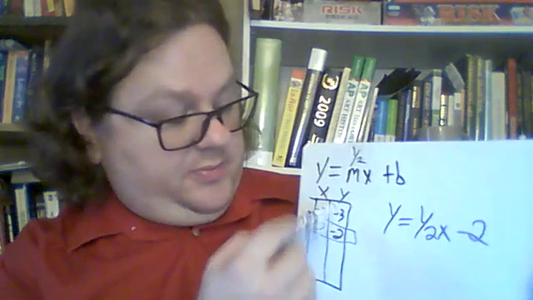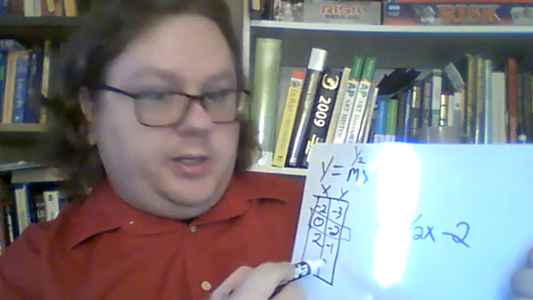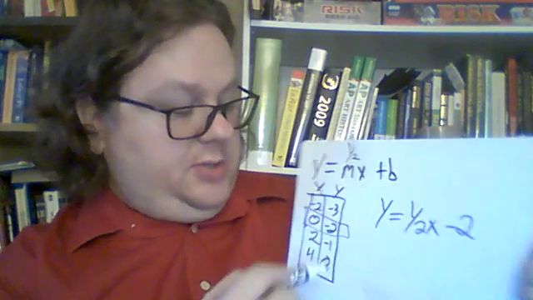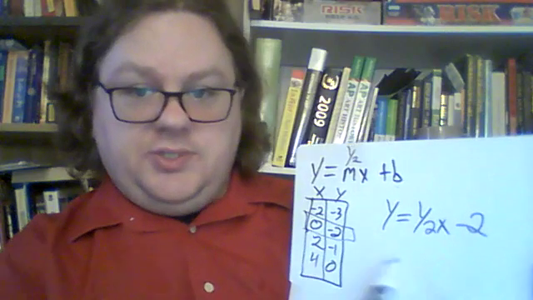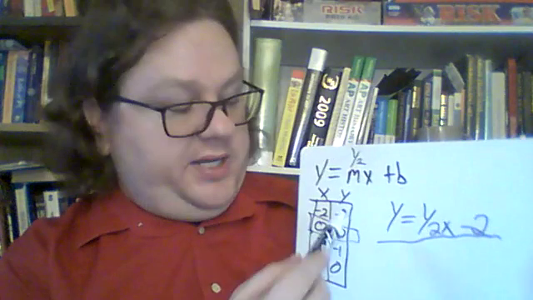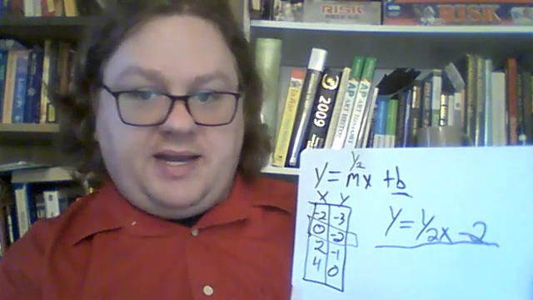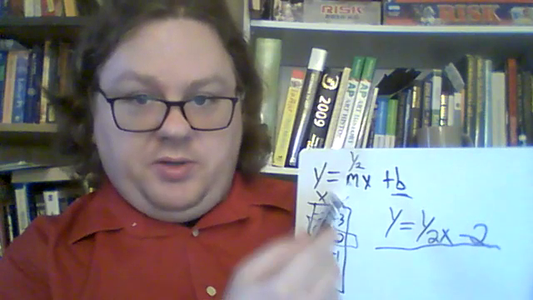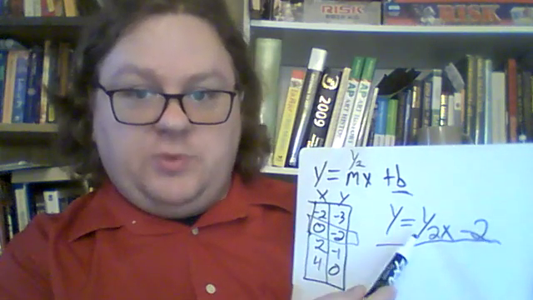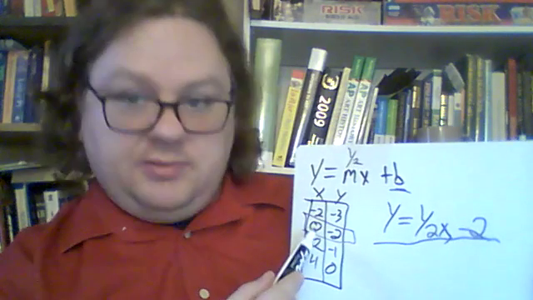Here, I'll complete it. 2, -1, 4, 0. This table produces this equation by working out the slope first and then the y-intercept second. We worked out the slope earlier and we got 1/2. Then we worked out the y-intercept and we got -2. We worked out the y-intercept by just looking. We didn't have to.